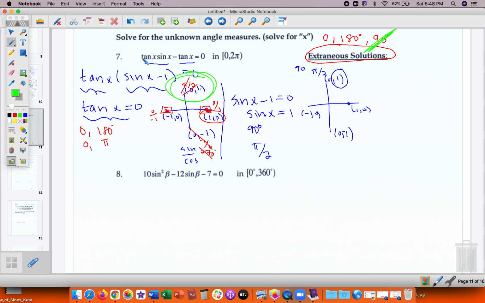So if we were to plug 90 degrees back into the original equation, we would have tan of 90 degrees times sine of 90 degrees minus tan of 90 degrees equals 0, and we would get error, right? If you plugged in 0, for example, tan of 0 times sine 0 minus tan 0, and simplified, we would get 0. So our solutions for this problem, we would say x is 0 and 180. Those are the only two solutions. 90 was extraneous.